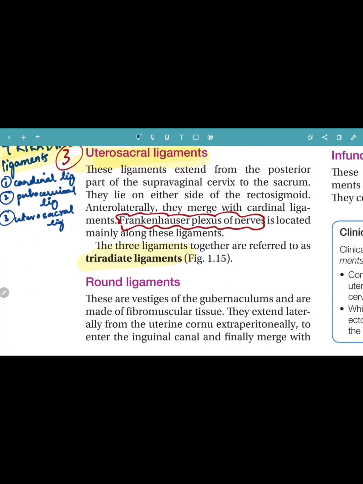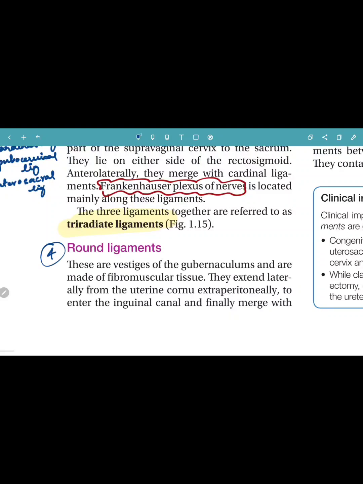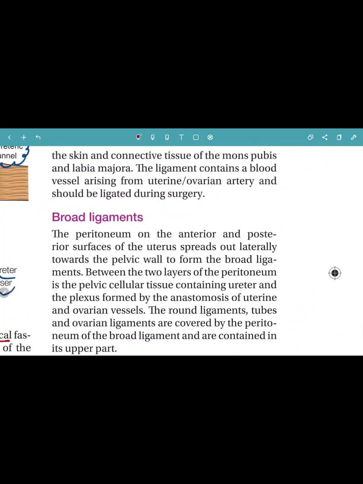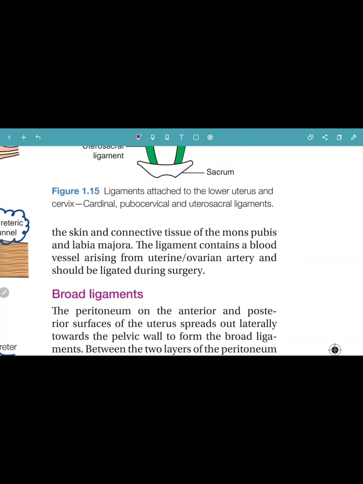Next, moving on to the 4th ligament, which is your round ligament. Very, very important one. These are vestiges of the gubernaculum and are made up of fibromuscular tissue. They extend laterally from the uterine cornua extraperitoneally to enter the inguinal canal and finally merge with the skin and connective tissue of the mons pubis and labia majora.